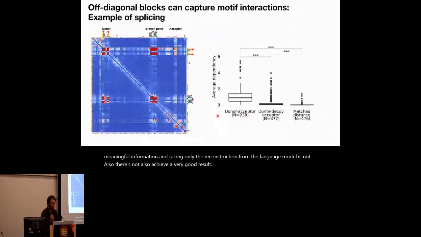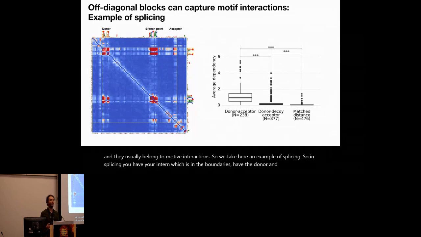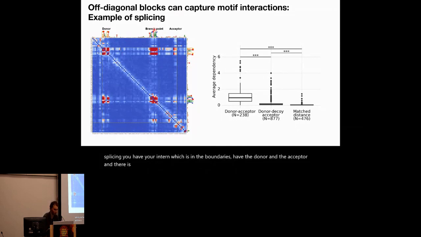So we not only see blocks along the diagonal, but we also see blocks that are off diagonal, and they usually belong to motif interactions. So we take here an example of splicing. So in splicing, you have your intron, which at the boundaries has the donor and the acceptor, and there is also a branch point. And you see in this case the donor depending on the branch point and the acceptor.